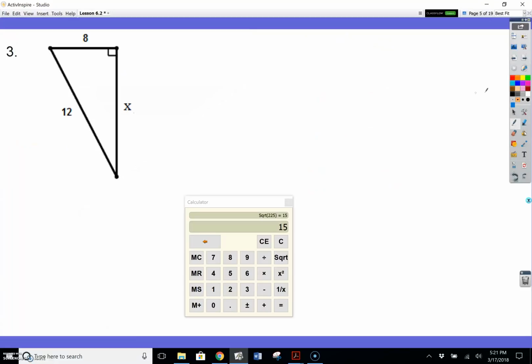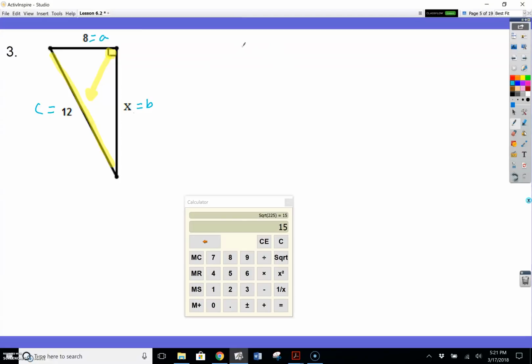Like I said, guys, this triangle has been rotated. Here's the 90 degree angle, so across from it is my hypotenuse. Therefore, that value, this 12, must be C. So that means I'll make this 8 A. Doesn't matter if you make it A or make it B. And that makes this X my B value.